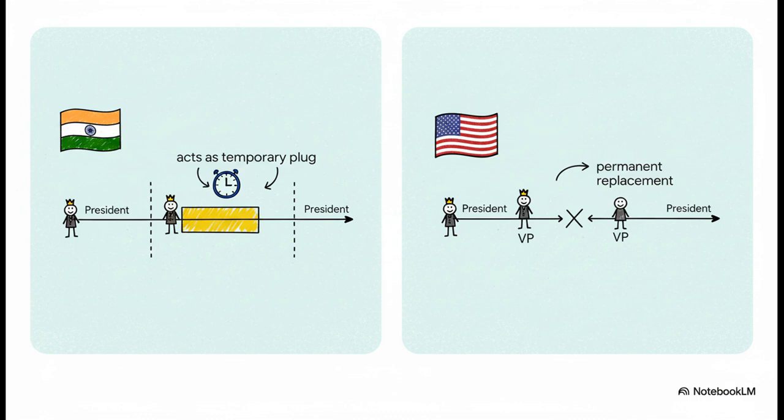In India, the vice president only acts as president until a new one is elected within that 6-month window. But in the United States, if the presidency becomes vacant, the vice president becomes the president and serves out the entire rest of the term. That distinction between acting as and becoming is everything.